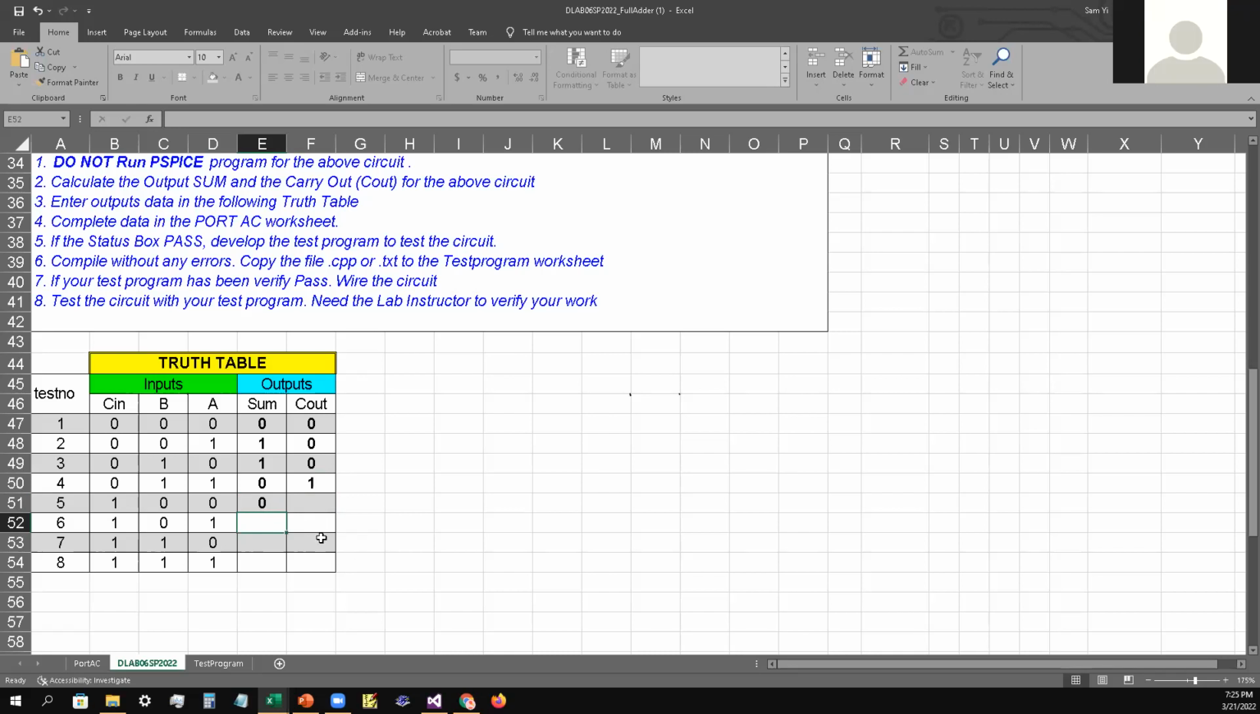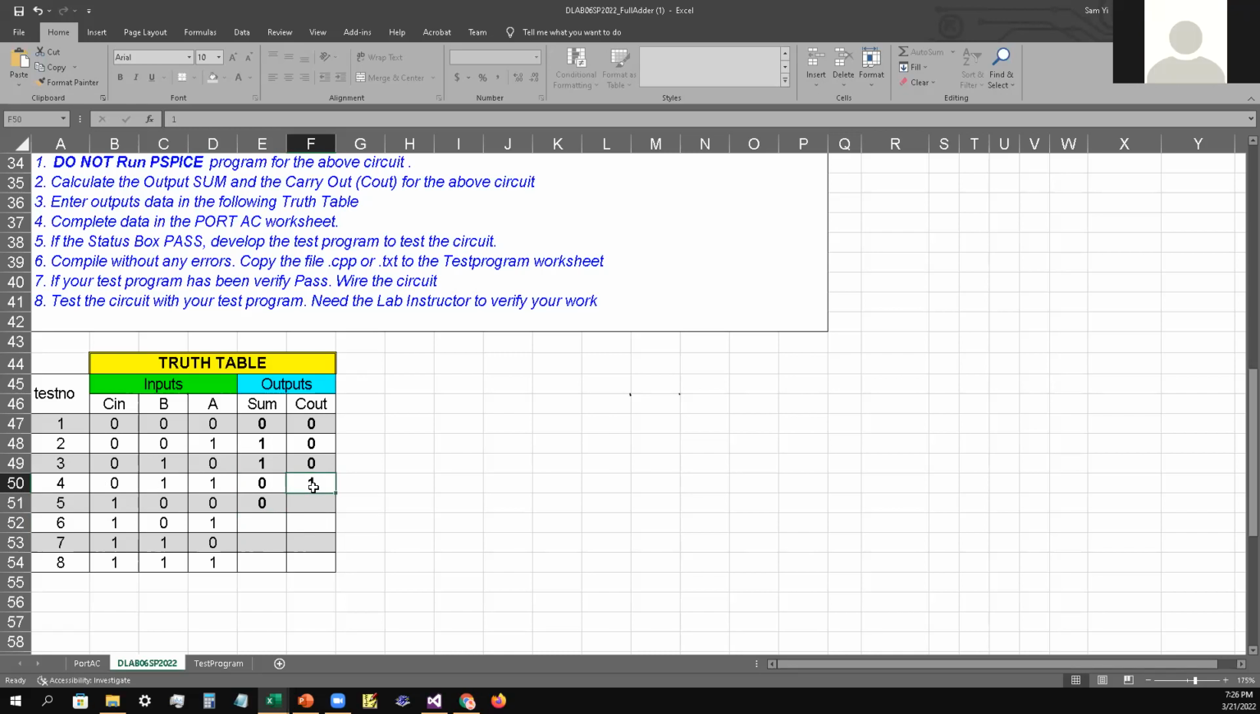He's on number 4. Number 4, yes. 1 plus 1 is going to be what? It's going to be a 10. So therefore you put 0 here, and the 1 will be carried over to the next. Okay, 1 carry to carry out.